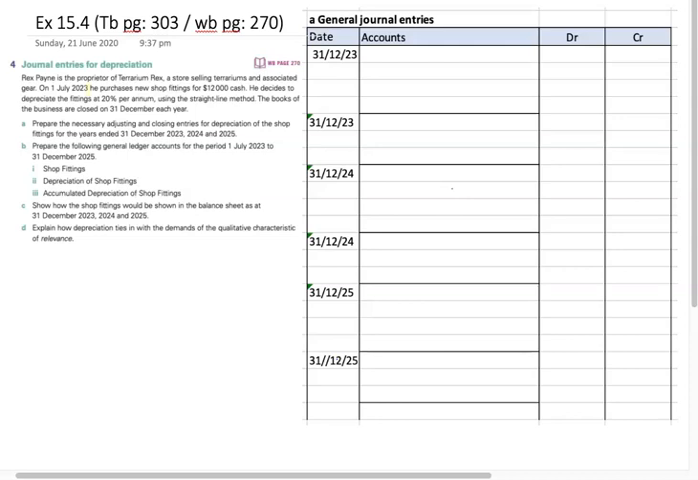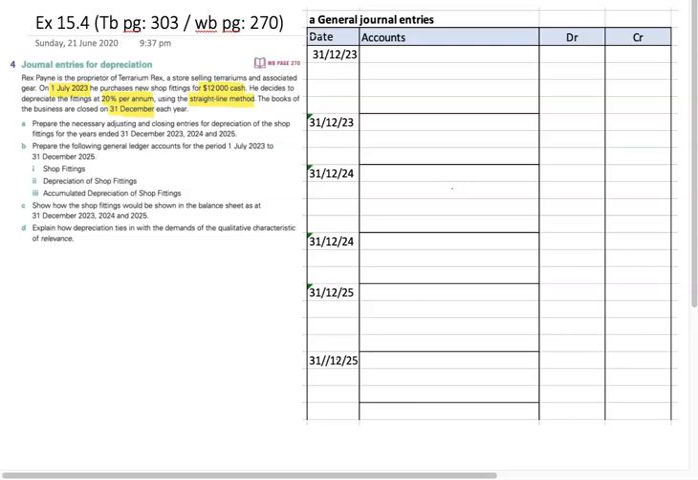On 1st of July, again remembering dates, super important for depreciation, he has purchased new shop fittings for $12,000 cash, and he's decided to depreciate them at 20% per annum, using the straight line method. The books of the business close 31 December each year.